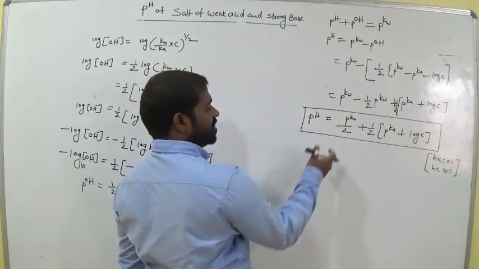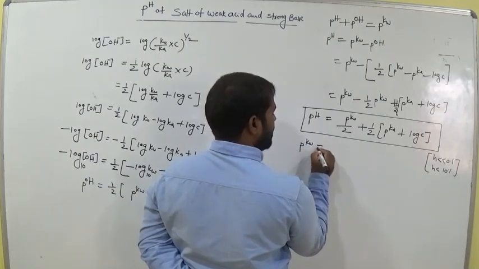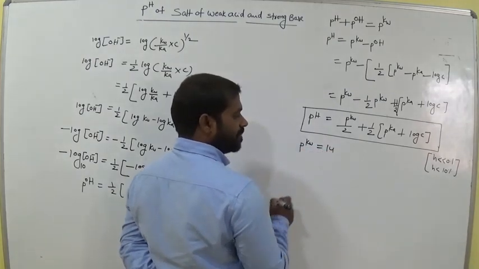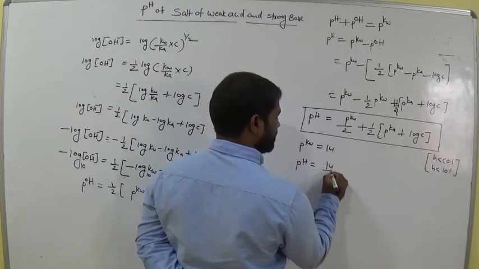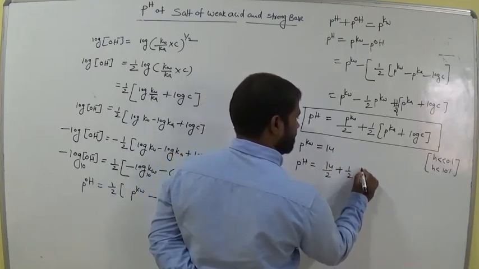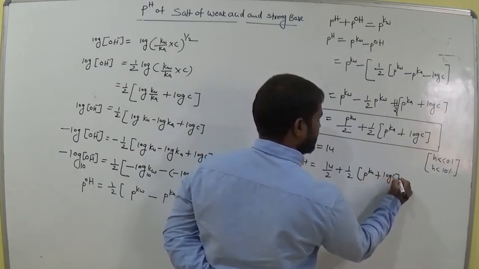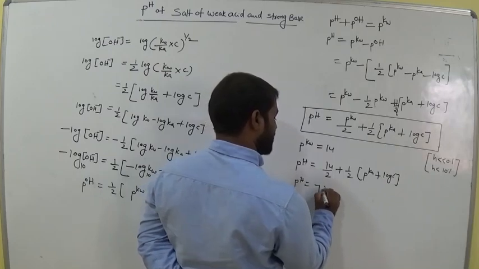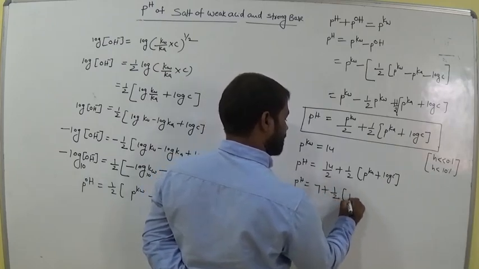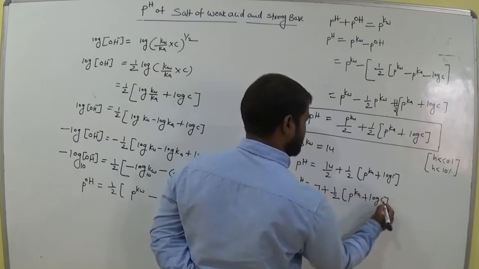So now pH equals pKw by 2. But we know that pKw value is 14, am I right? So now this pH equals to how much now? 14 by 2 of pKa plus log C, clear? Log C. Now pH equals to how much? 7 plus of pKa plus log C, am I right?